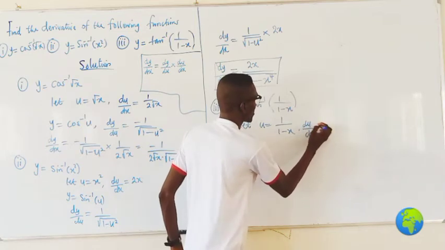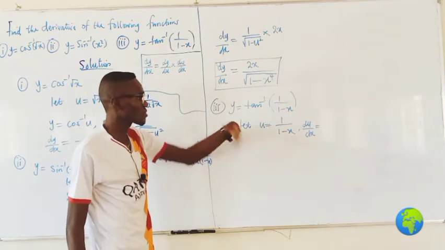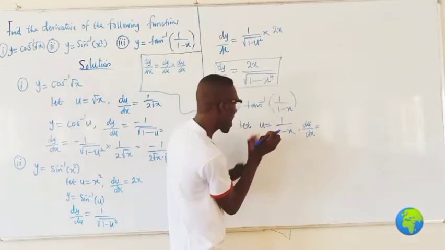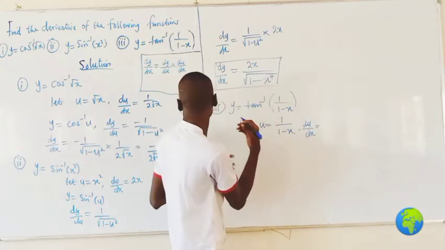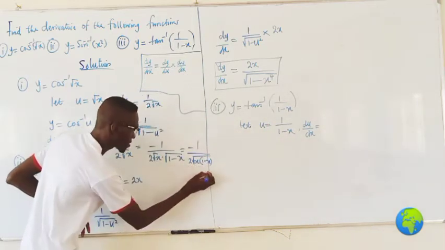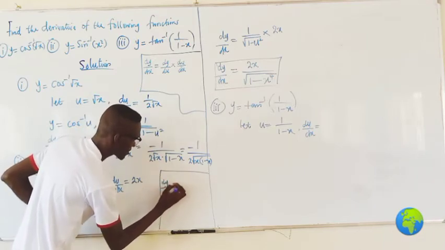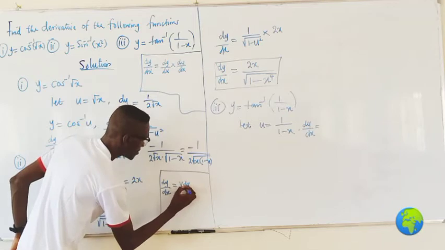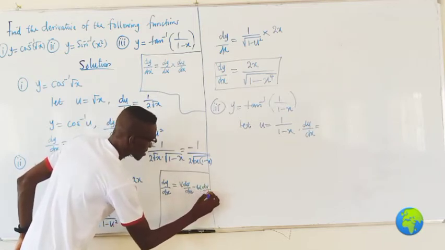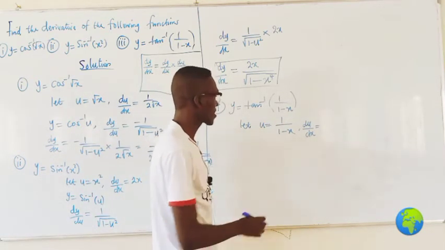For du/dx this time around, you have to use what we call the quotient rule. I have videos on the quotient rule as well, so you can check them so you understand what I'm about to do here. When you have a quotient like this, the formula says, let me just write it. For the quotient rule, dy/dx is v du/dx minus u dv/dx over v squared. So that's the formula we're using because I'm having 1 over a certain function.